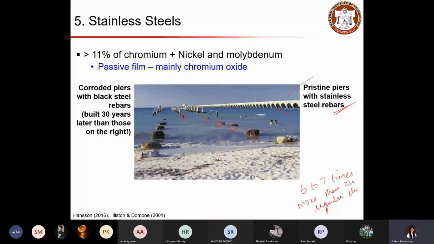So the point is that if you have enough money and if there is no budget constraint and you want to have a long service life with minimal repair work, then you can go with the stainless steel, which is a good option, provided money is not a constraint for completing the project.